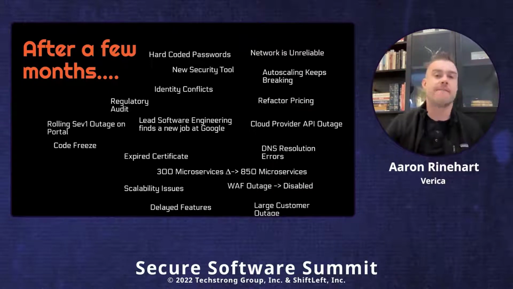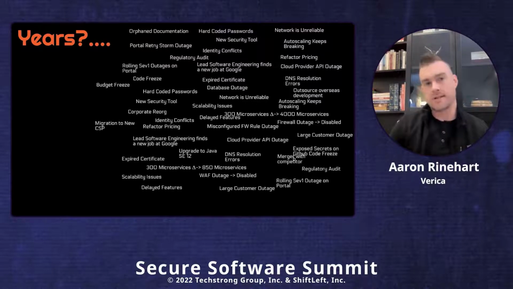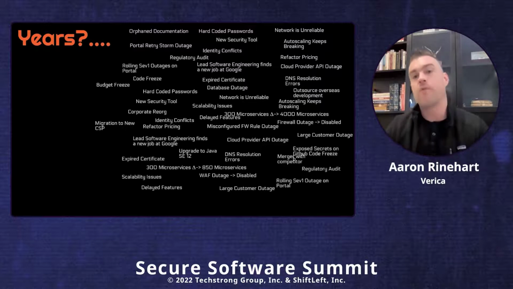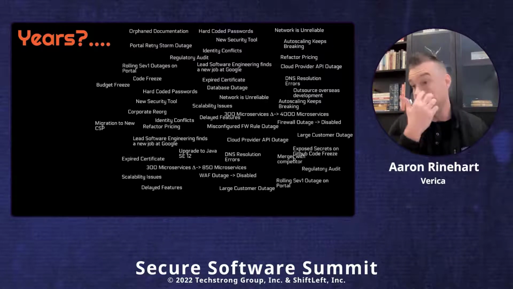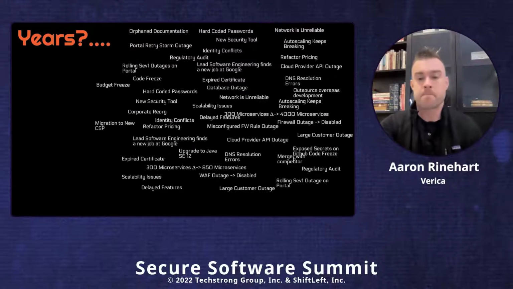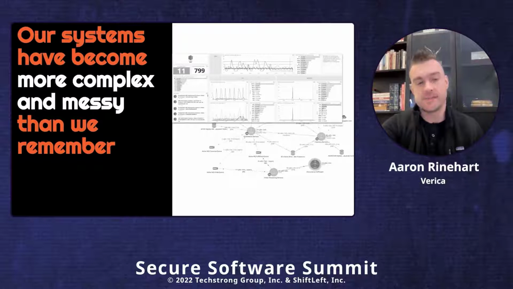The point here is that our system slowly evolves into a state that we really don't understand anymore. We're learning. What we have to do is build these tool sets and skill sets to adapt and evolve with the system as our understanding of the system and the context around it evolves. So in the end, our systems have become more complex and messy than we originally remember them being.